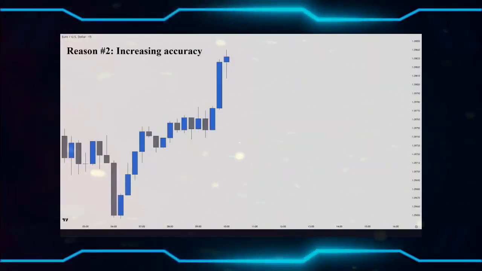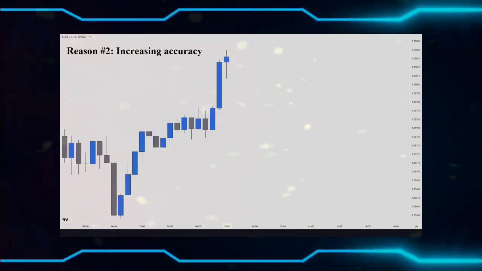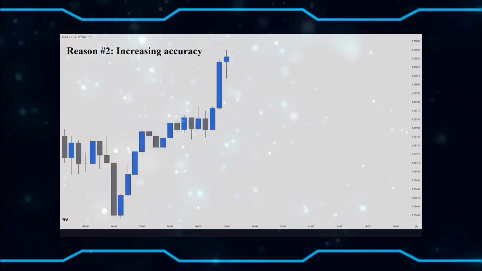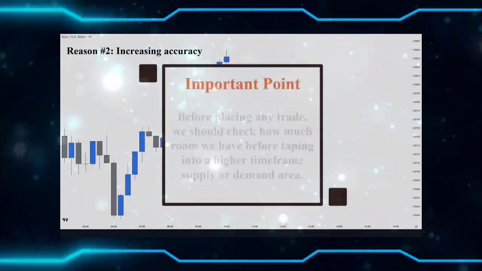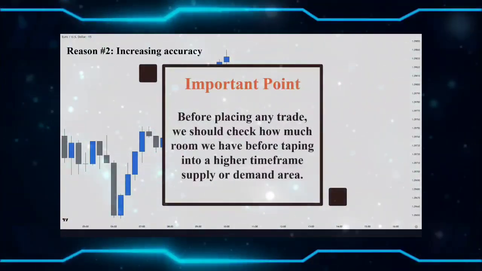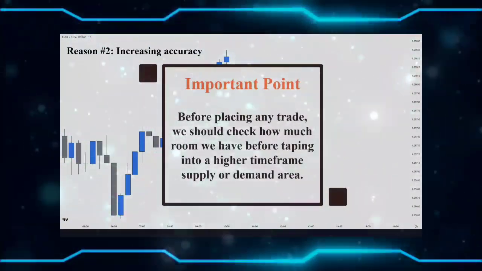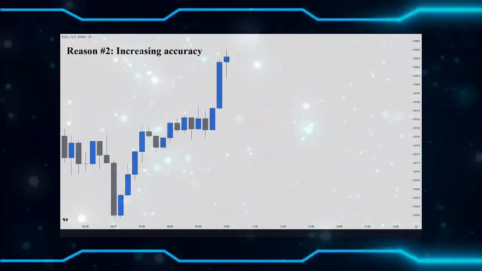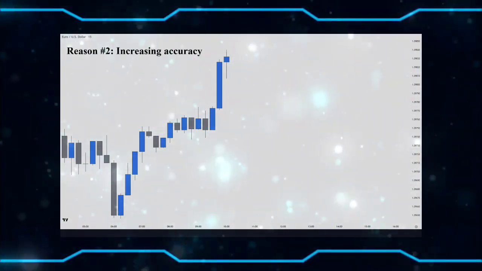Number 2, increasing accuracy. A minor reaction to a higher time frame key level can be a significant trend change in the lower time frames. So before placing any trade, we should check how much room we have before tapping into a higher time frame supply or demand area. This will help us understand how to set our targets, stop losses, and avoid losing trades.